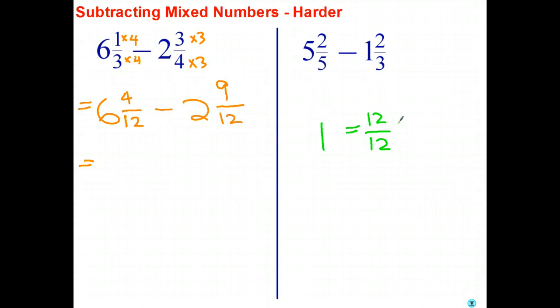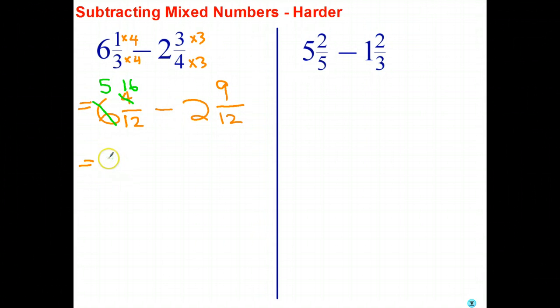is 12 over 12. Any number divided by itself equals 1. So if I turn one of those into 12 twelfths, here's what I'm going to have. I borrow 1 from the 6 to make it 5. I'm going to add 12 twelfths onto that. Well, 12 plus 4 is 16 twelfths. And I'll get rid of my scratch work over here. And having borrowed, I can now do the question.